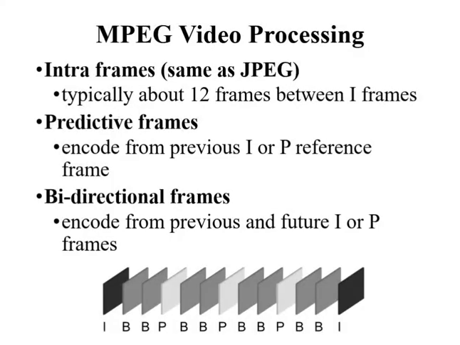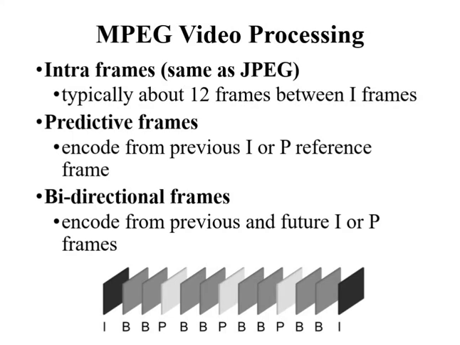Hello all, today we are going to discuss MPG video processing. MPG video processing consists of three frames. First one is the intra frame, same as JPG. Second one is the predictive frame, and third one is the bidirectional frame.